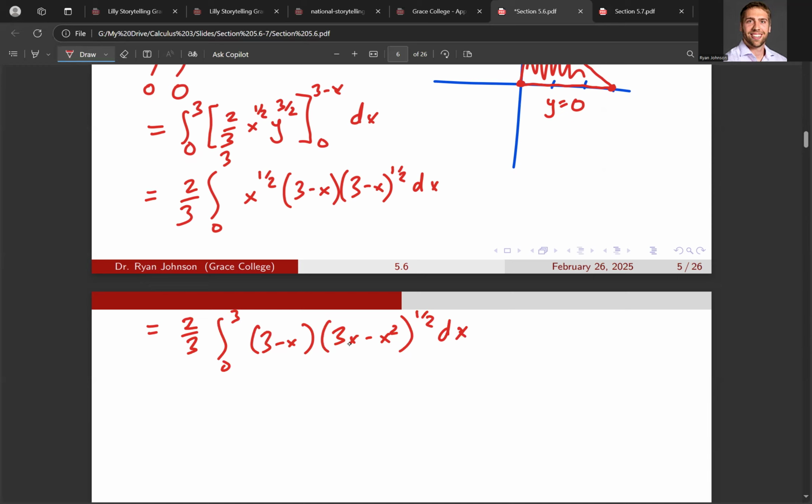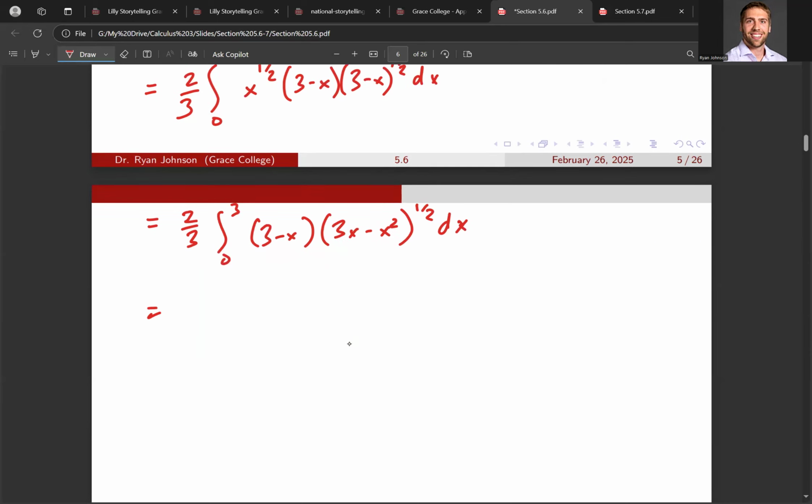So what will we need for that? We would need a 2x on the outside. So let's just do that. So let's get 2/3, 0 to 3. I wish I had a 3 minus 2x times 3x minus x squared to the 1/2. I don't want to change that. I don't want to add and subtract the 2x. I want to add and subtract the 3.